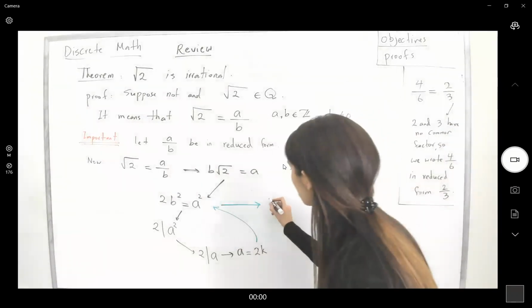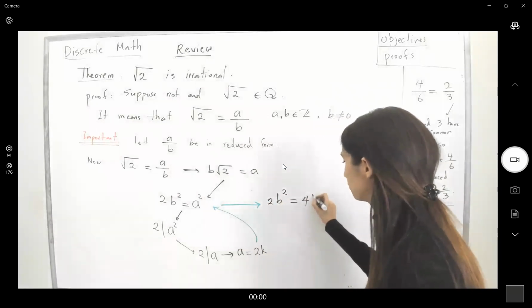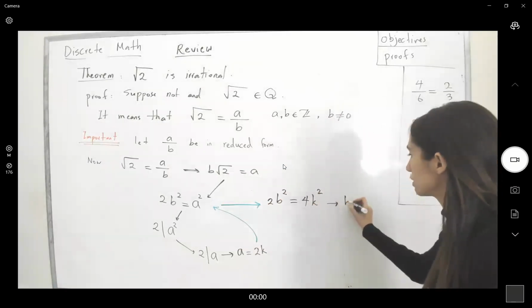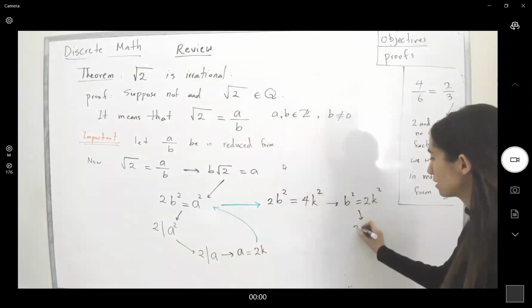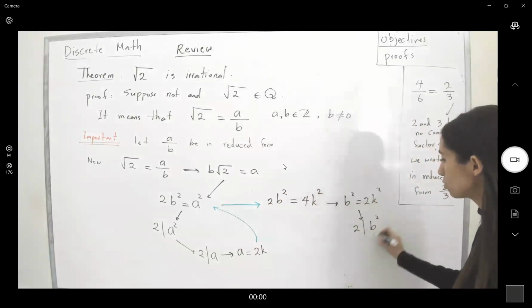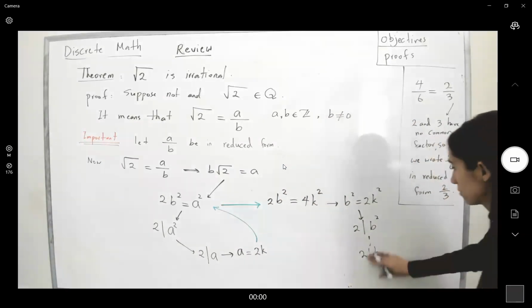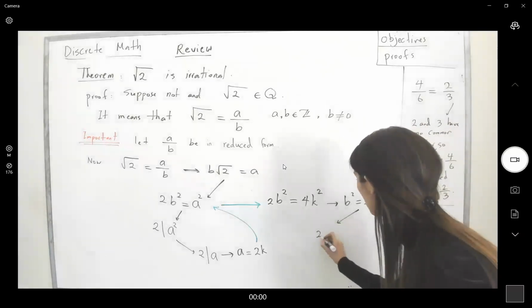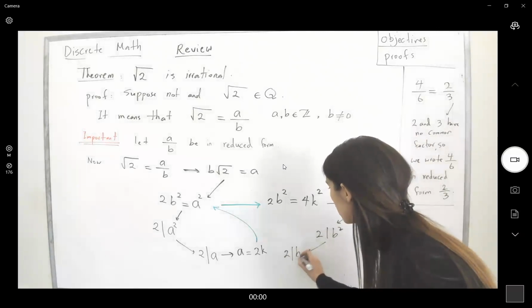2b squared is equal to 4k squared. It means that b squared is 2k squared. It means that 2 divides b squared. It means that 2 divides b. 2 divides b squared and 2 divides b.